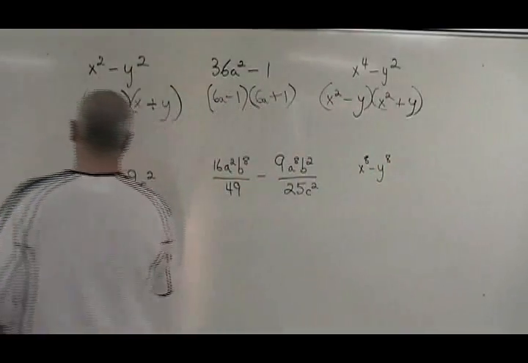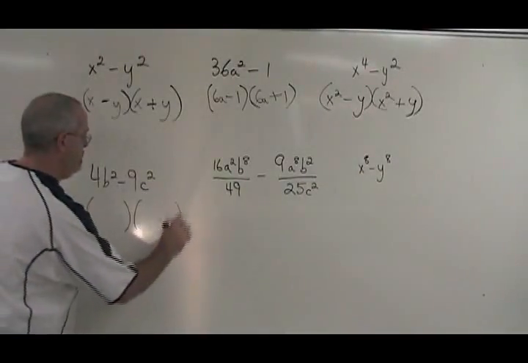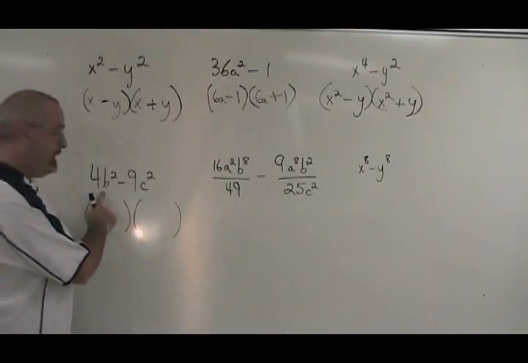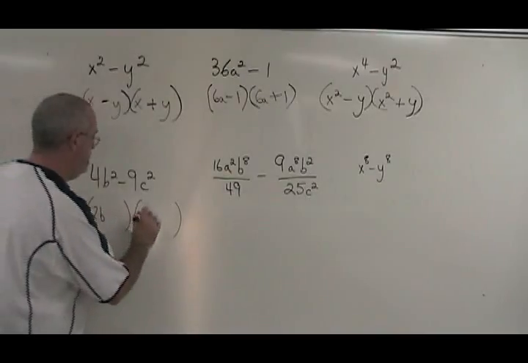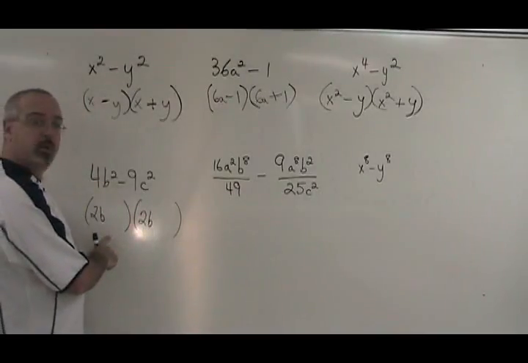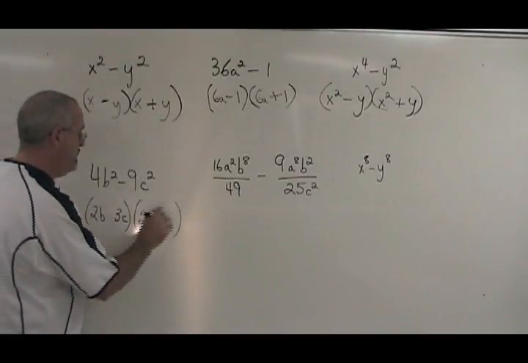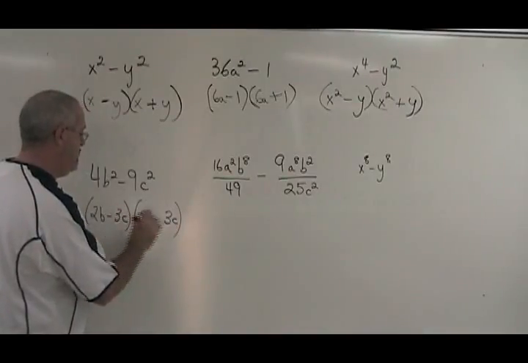Here, the square root of 4b squared is 2b. The square root of 9c squared is 3c. One minus, one plus.